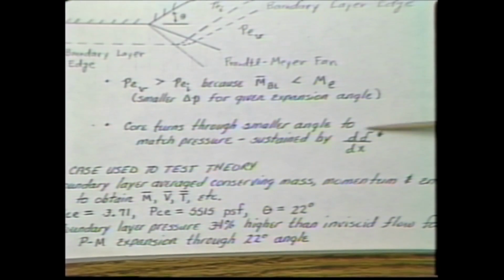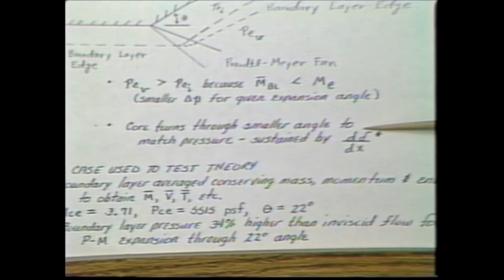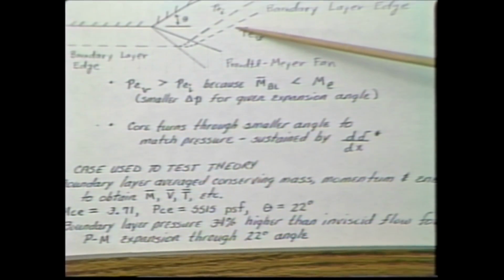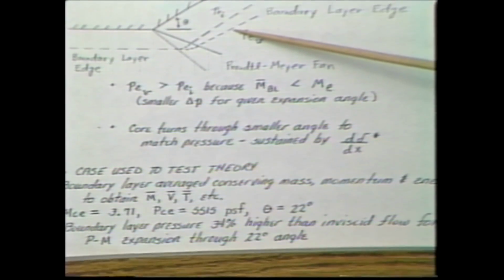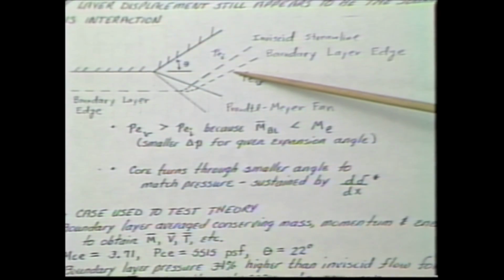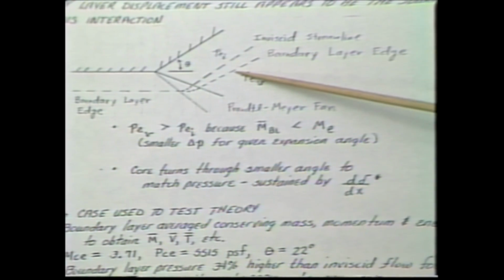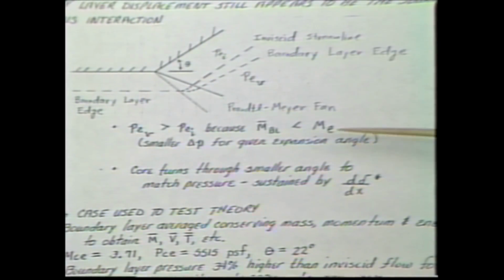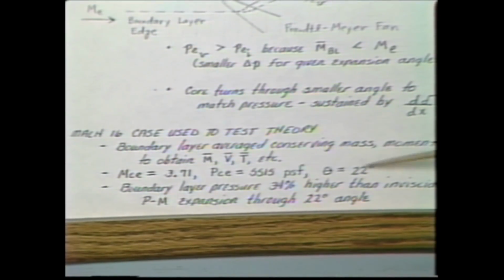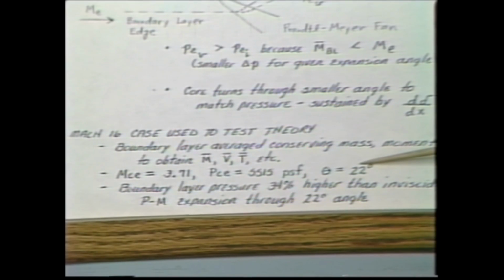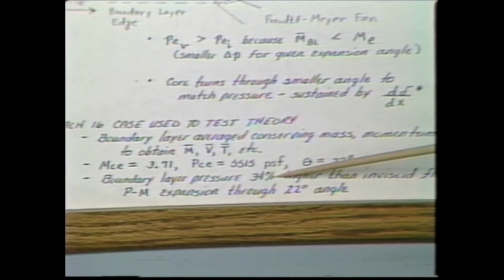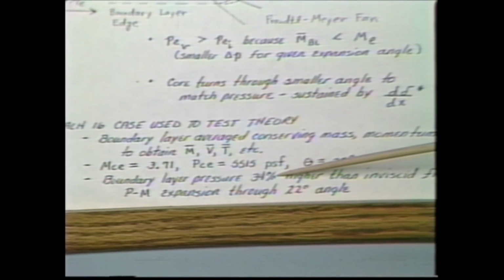Okay? Now this will only be maintained if the boundary layer growth can keep up with this divergence up here. And when the core flow goes around the corner, it's moving away from the wall, which obviously can't be maintained unless the boundary layer can grow to meet it. We took a case at Mach 16, just sort of a generic case, that had these conditions in a corner of 22 degrees, and this theory predicted that we'd have 34% higher pressures around the turn than if it was inviscid.